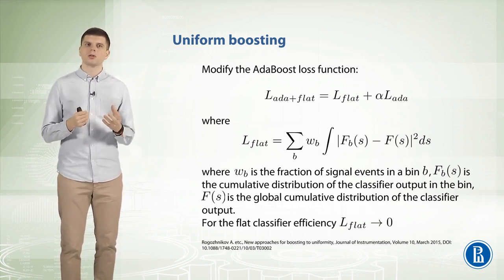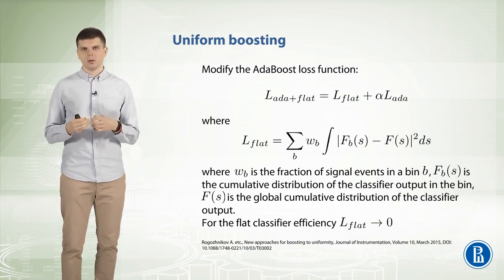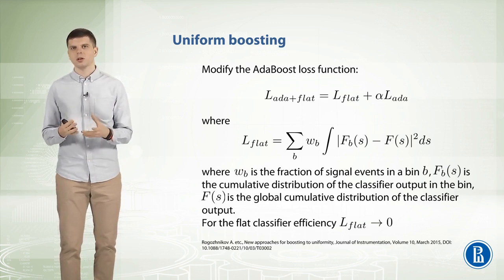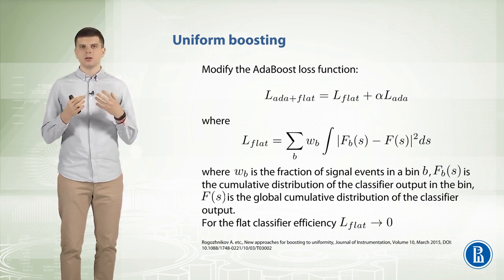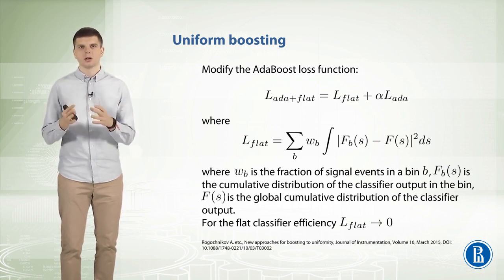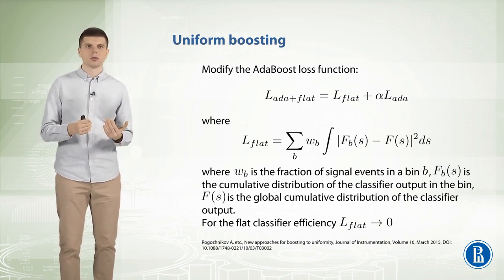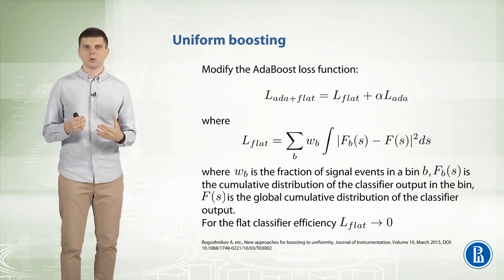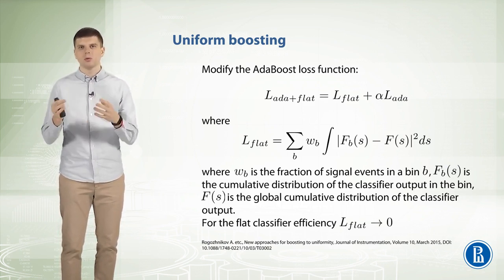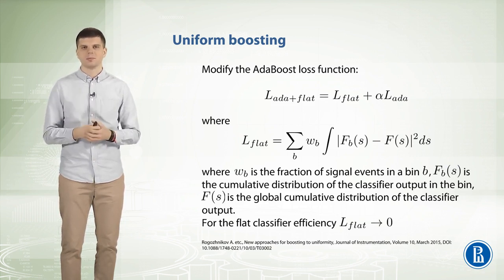Suppose that we would like to provide flat signal efficiency on a particle momentum. For that, we divide the momentum values into bins. Then, for each bin, we integrate the differences between the cumulative distribution of the classifier output in that bin and the global cumulative distribution of the classifier output. And finally, we calculate the weighted sum over all bins. The weight of a bin is the fraction of signal particles in this bin.